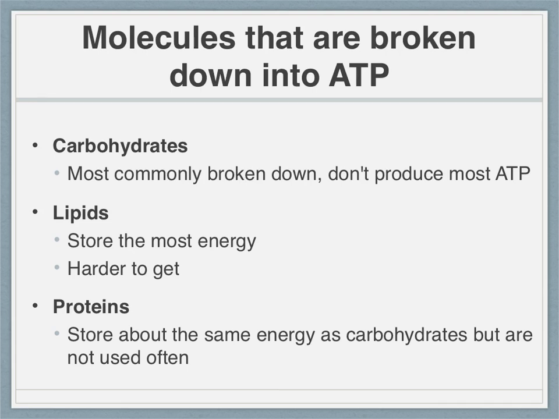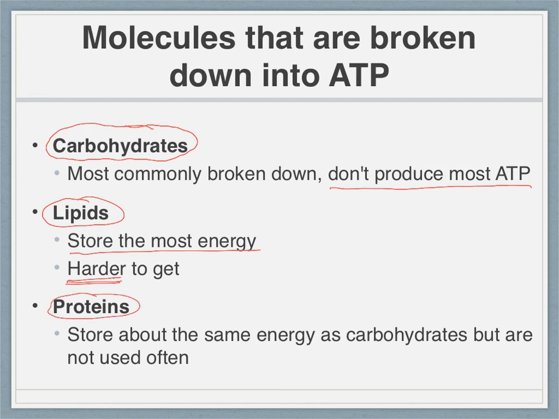So for types of molecules that are broken down into ATP, the first choice for cells would be carbohydrates. They're most easily broken down. Okay, they're most commonly broken down to get ATP, but they don't produce the most amount of ATP. Lipids actually have the most available energy to break down, but it's just harder to get to. Lipids don't really want to break down easily, to break those bonds to release energy to produce ATP, so it's going to be a little harder to get to.